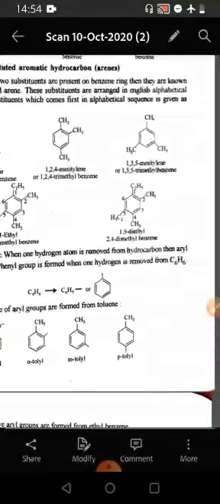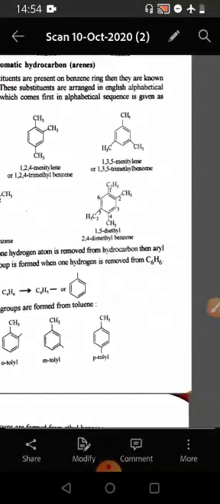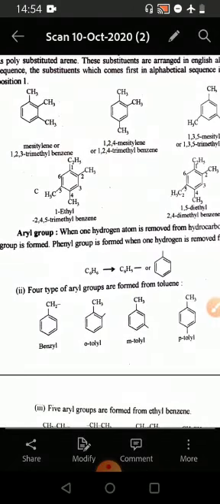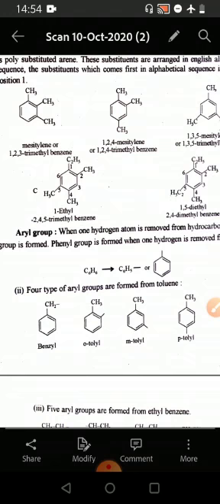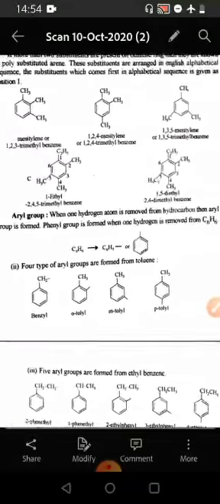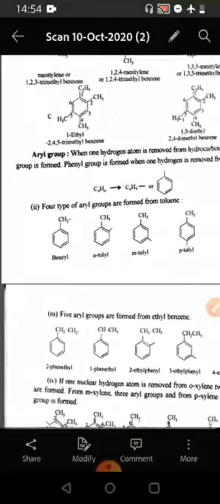1,2,3-trimethylbenzene, 1,2,4-trimethylbenzene, 1,3,5-trimethylbenzene, 1-ethyl-2,4,5-trimethylbenzene, 1,5-diethyl-2,4-dimethylbenzene. Now we come to the aryl group.